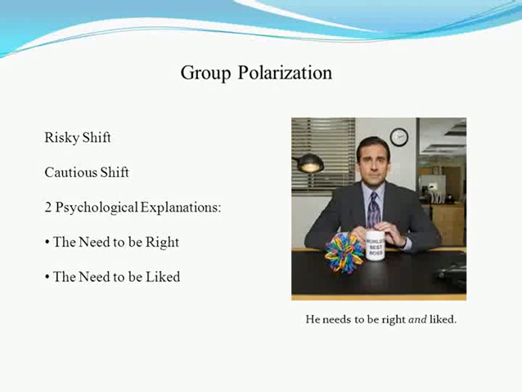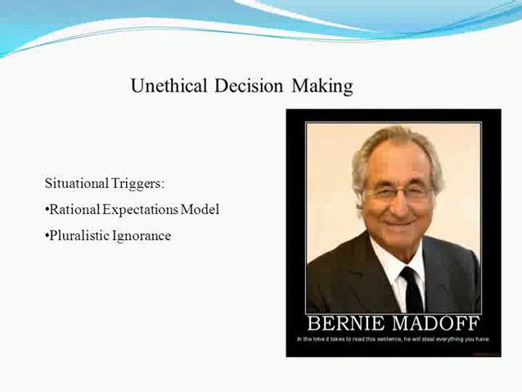There are two psychological explanations for group polarization: the need to be right and the need to be liked. Now we will discuss unethical decision-making. With unethical decision-making, groups tend to lie more than individuals if it is profitable for them to do so.